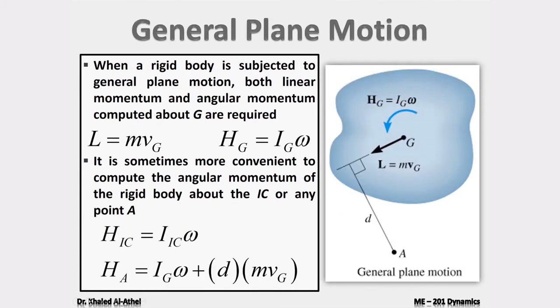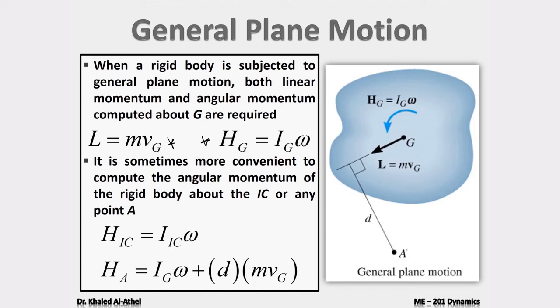General plane motion is the third case, and this happens when the center of rotation is not on the object itself. So the object is rotating around a point outside of its own body. Therefore, it's the same thing. I'm going to have L equals mvg, and I'm also going to have Hg equals Ig omega. The only thing that you need to keep in mind is that the parallel axis theorem does not apply here directly.